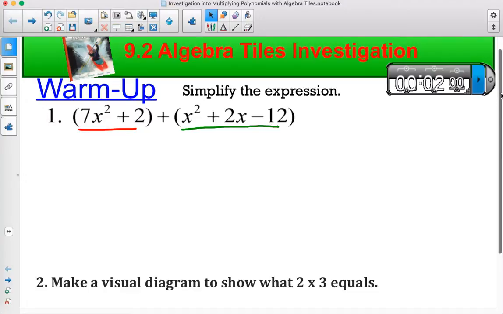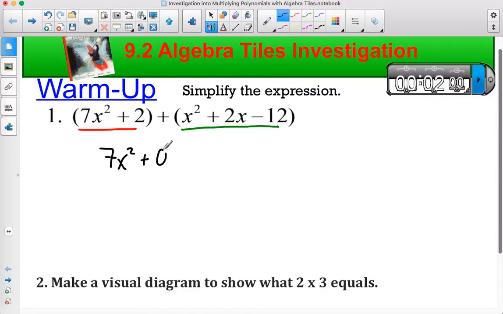Okay, welcome back. Let's go over the first one. I'm going to add these 2 polynomials using a vertical method. So I have 7x squared plus, I don't have any x's, so I'm going to put 0 x's for this red one. Then I have 2 1s. So I have my x squared column, my x column, and my 1s column. Now I'm going to add these.